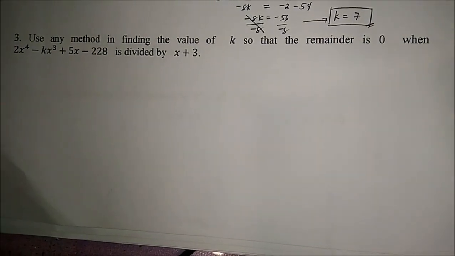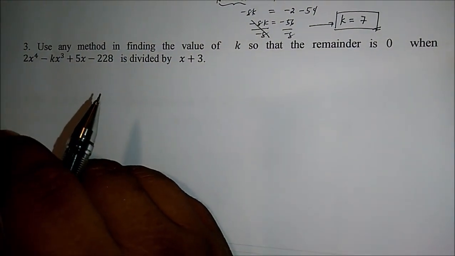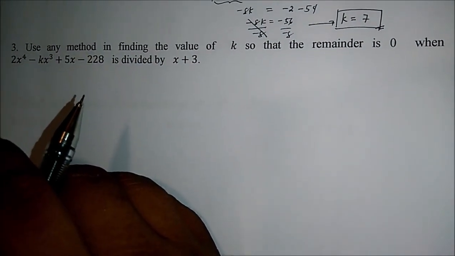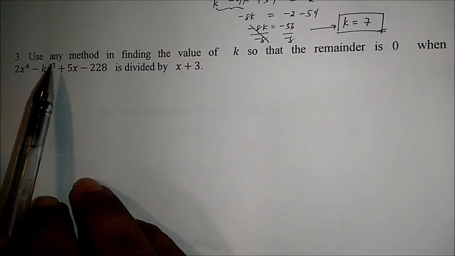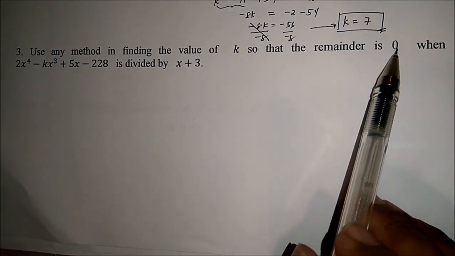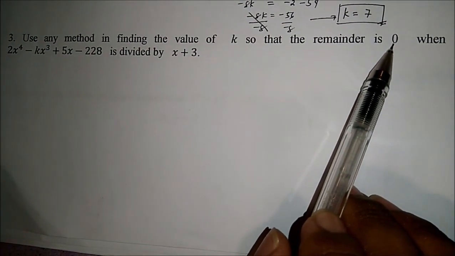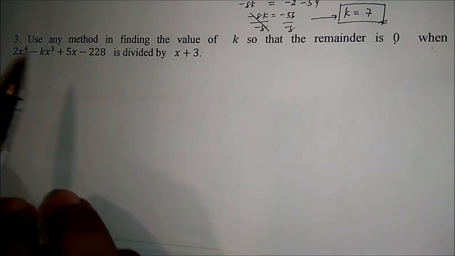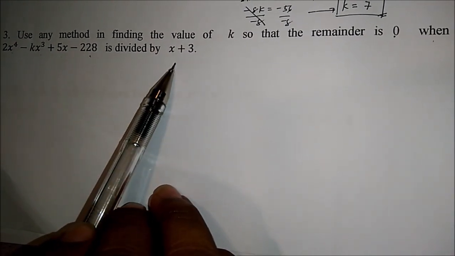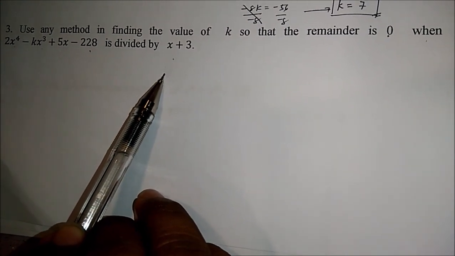Okay. Now, maybe you have understood already solving this problem using remainder theorem and synthetic division. So, I'd like you to use any method to find the value of k so that the remainder is 0. In this case, the remainder is 0. Pag synthetic division yan, dapat yung dulo ay 0. Kapag remainder theorem yan, dapat equal to 0. When 2x raised to 4 minus kx cubed plus 5x minus 228 is divided by x plus 3. So, it's your turn now to answer this one. Hopefully, makuha ninyo ang sagot correctly. Good luck!